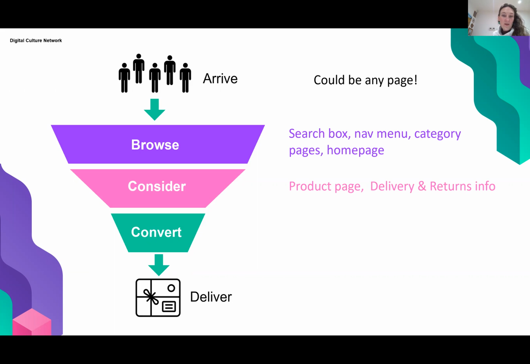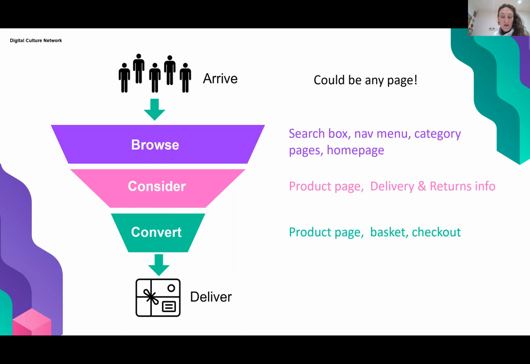They will then consider a particular item. And at this point in the journey, the pages they're really engaging with is the product page. That's no surprise. But also we're going to be looking at the important role that delivery and returns information plays and how that helps customers to consider the item they're purchasing.